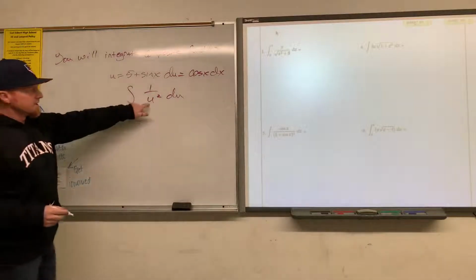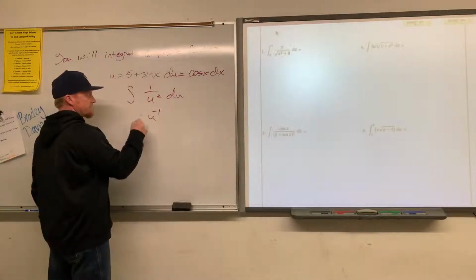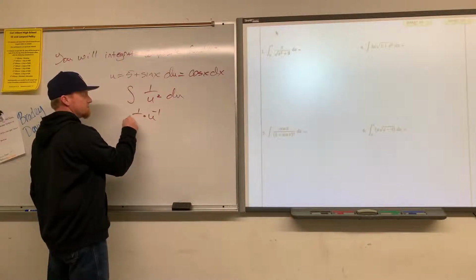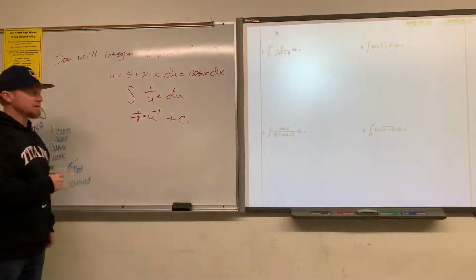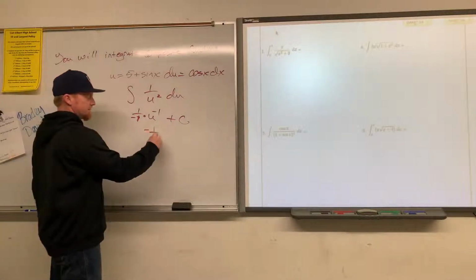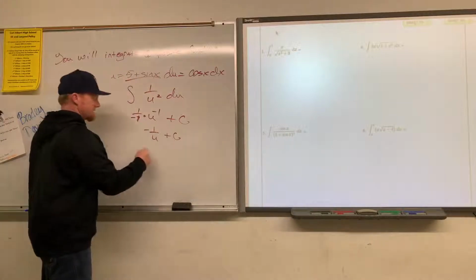So this is the same thing as u to the negative 2. So that's going to be u to the negative 1 times a 1 over negative 1. Don't forget about the plus c. So negative 1 over u plus c. Plug that back in.